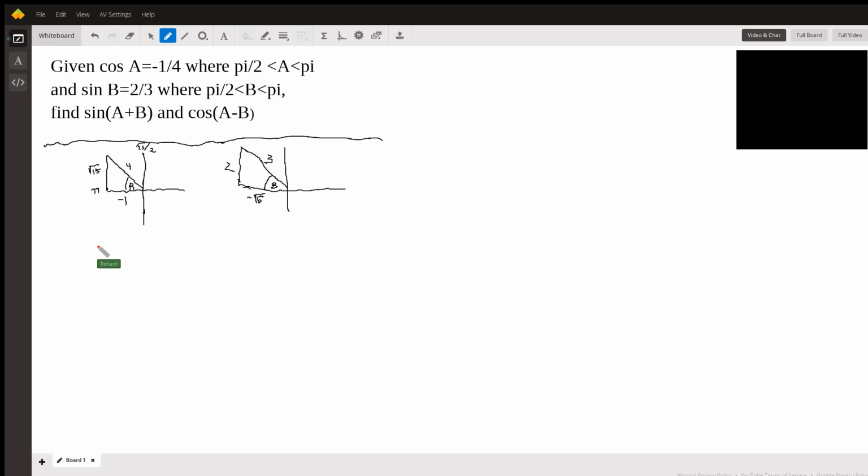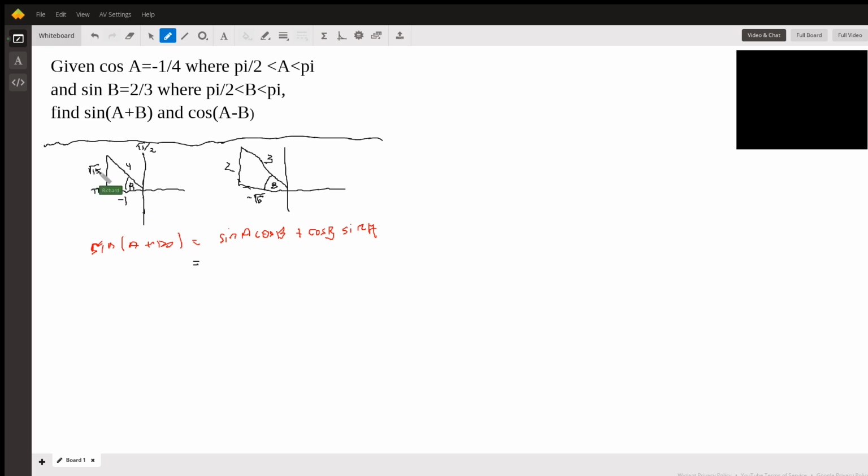So the sine of A and B is just the sine A cosine B plus cosine B sine A. Okay, and now we just plug in. But you probably need to memorize that, which is why I put it in red.